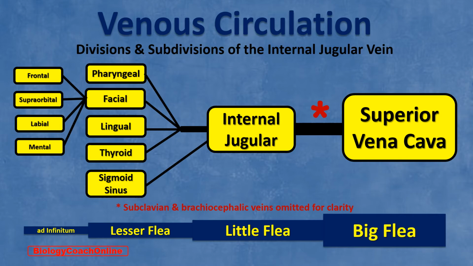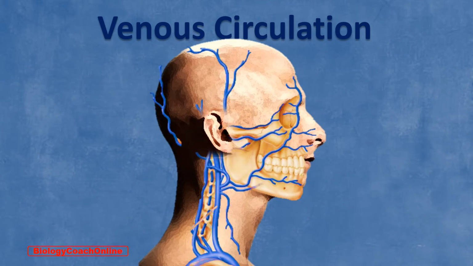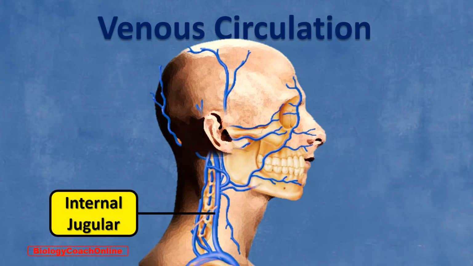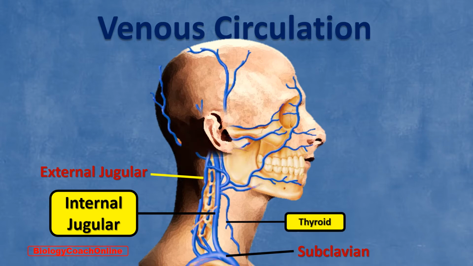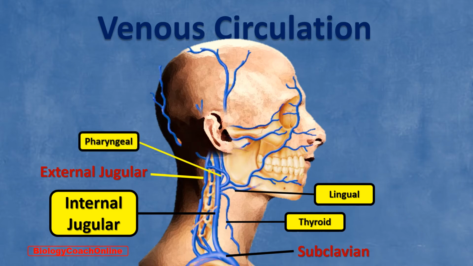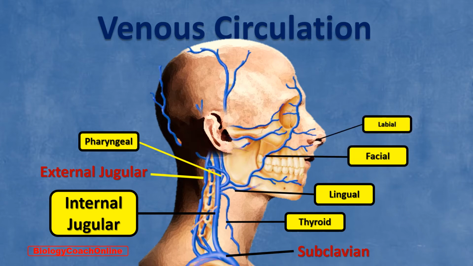So let's locate these veins on the model. So your internal jugular is right here. And by the way, your external jugular is right here. Now you can see how those two vessels drain into the subclavian vein here. The thyroid vein is here. Your lingual vein is right here. The pharyngeal vein is just getting started right over here. Your facial vein is here. The labial branch of the facial vein is right here. And the supraorbital branch of the facial vein is right here.